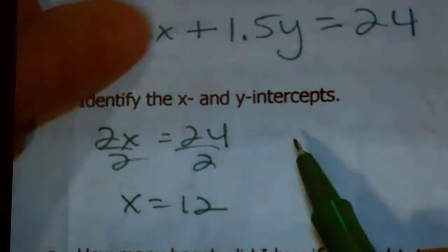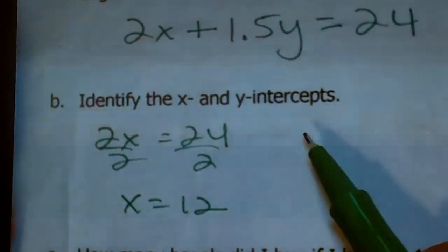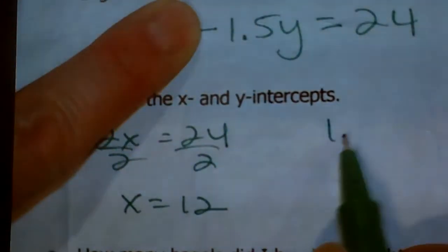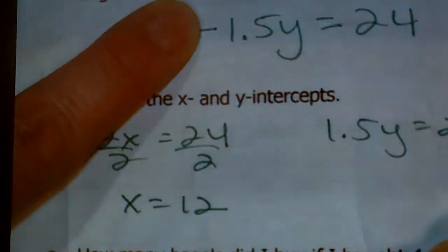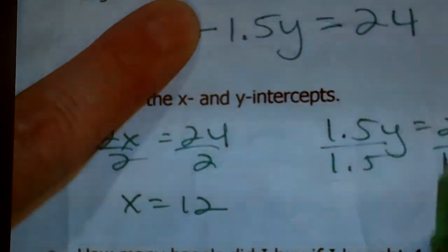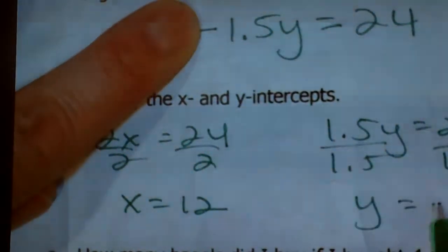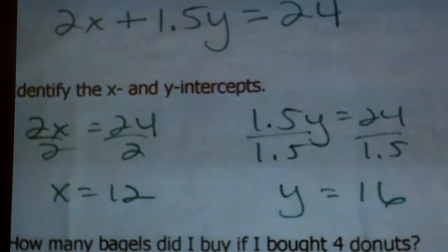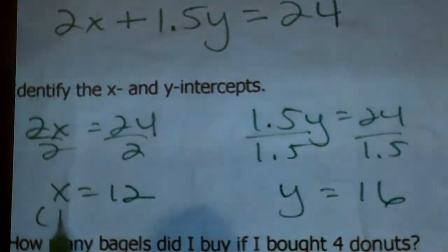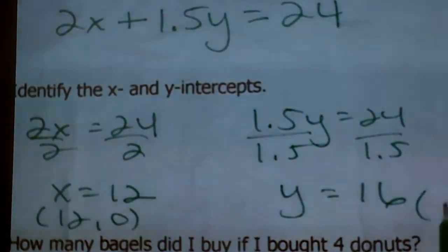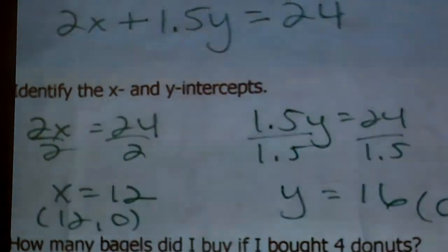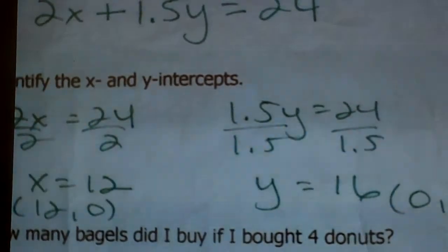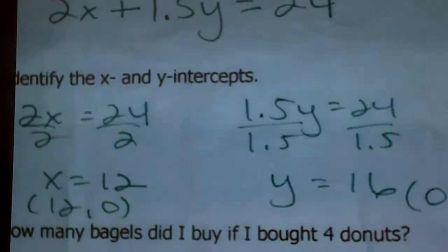To find the y-intercept, I'll plug in 0 for the x. So 2 times 0 is 0. I'm left with 1.5y equals 24. You should have divided each side by 1.5. Y equals 16. So our x and y intercepts, there we have it. Again, recall, this means (12, 0). This means (0, 16). It will be important to you tomorrow on the test, I promise.